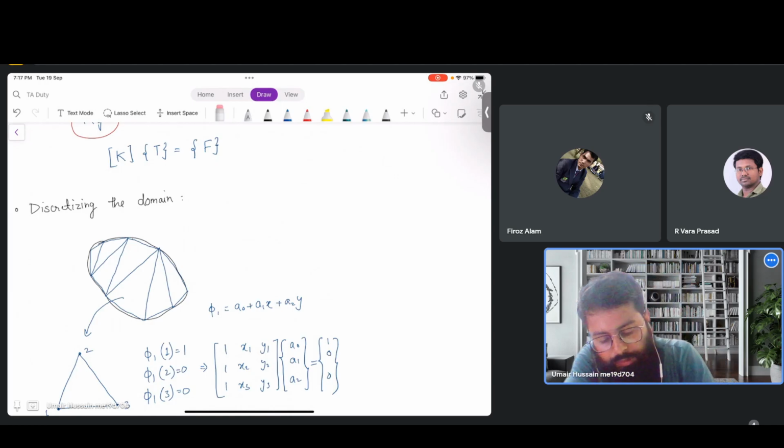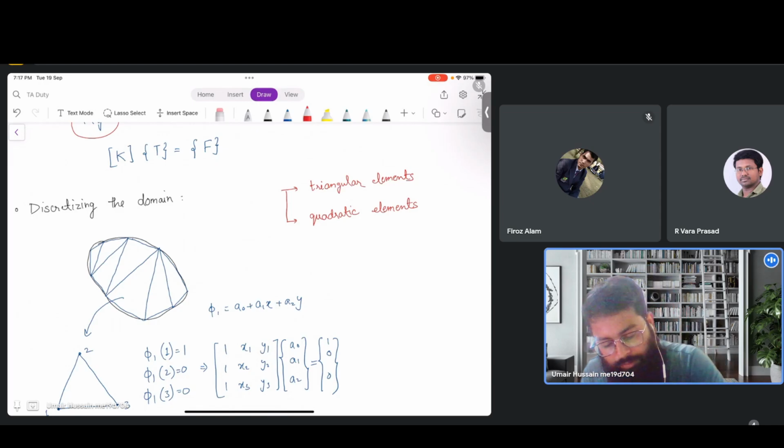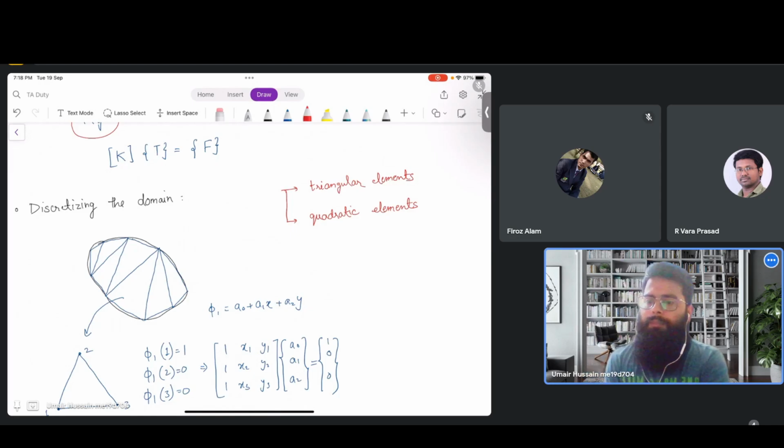So usually we go by either triangular elements or we go by quadratic elements, or quadrilaterals. That is three sides, three nodes, or four sides, four nodes. So these are pretty standard elements that are used in most FEM solvers.